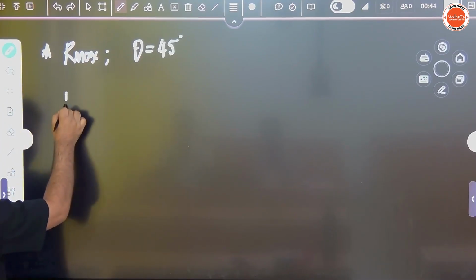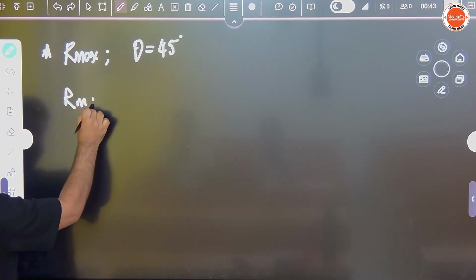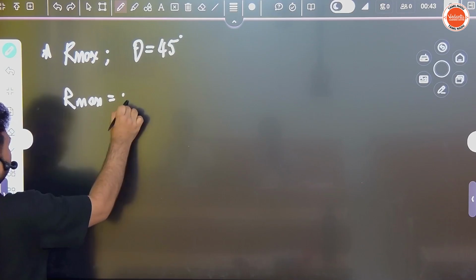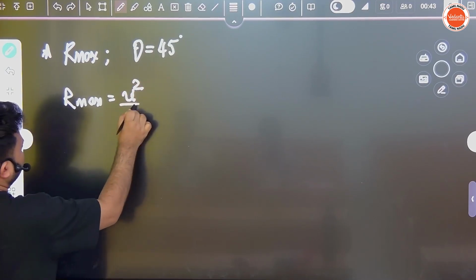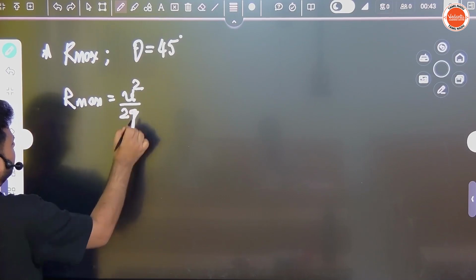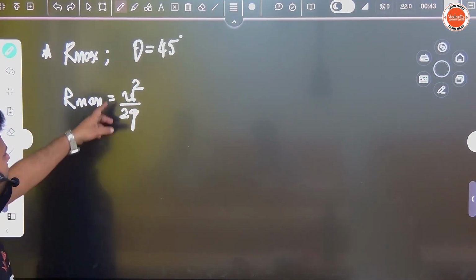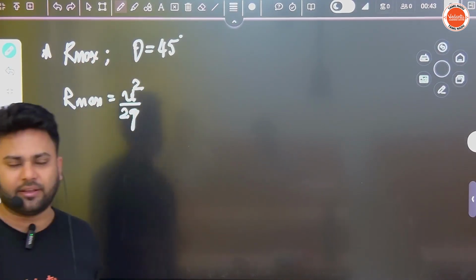Achha, maximum range. If they ask what will be the maximum range? So U square sine 2 theta, sine 90 by 2G. This is the maximum range. When will it happen? When theta is 45 degree.